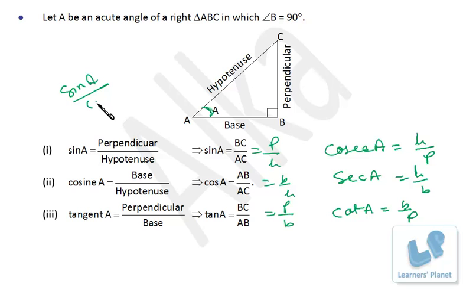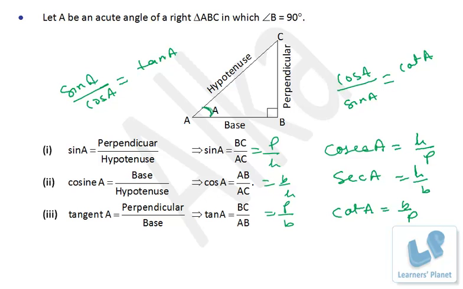Sin A by cos A is tan A. Then cos A by sin A, the reciprocal of this, will be the reciprocal of tan A, so that's cot A. Okay, so these are the 6 trigonometric ratios that we are going to study in the topic trigonometry.